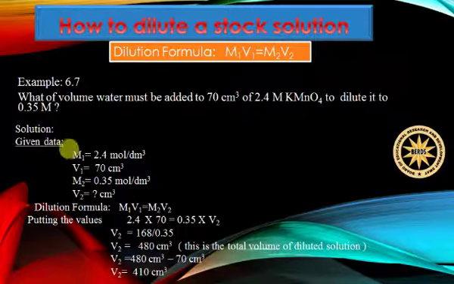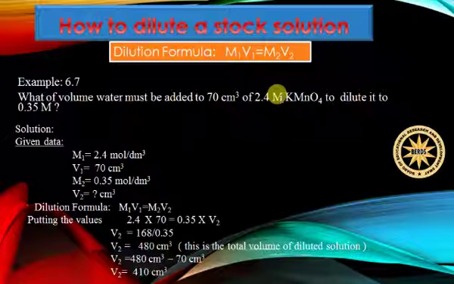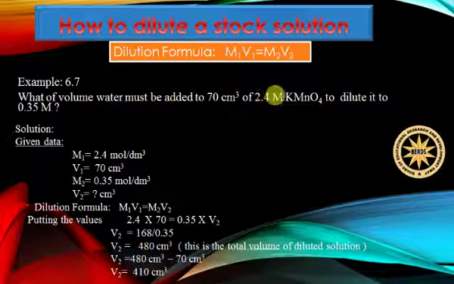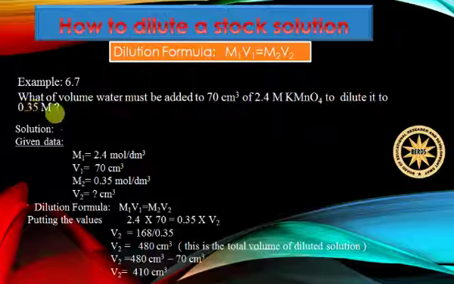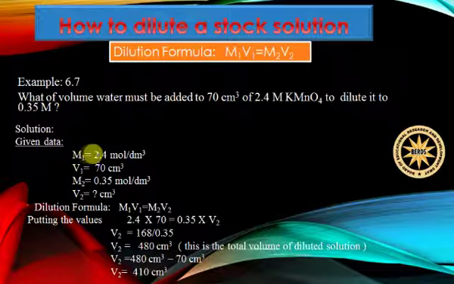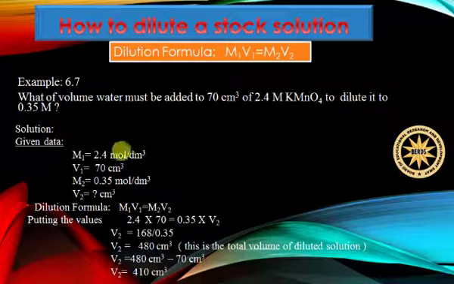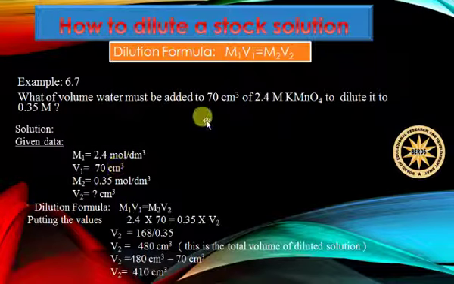From the above numerical we have the given data, which is M1 equal to 2.4 mole per decimeter cube. So here we have a concentrated solution of potassium permanganate. We have to dilute it to 0.35 mole, which is the dilute solution, and 2.4 mole per decimeter cube is the concentrated solution. So you have to dilute this 2.4 molar solution to 0.35 molar solution. So here we have M1 for the stock solution or concentrated solution, 2.4 mole per decimeter cube, and volume number 1 for this solution is 70 centimeter cube.